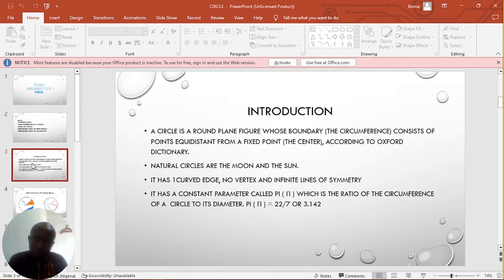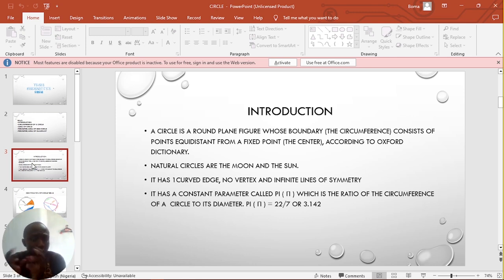Okay, so now for the introduction. A circle is a round plane figure whose boundary, which is the circumference, consists of points equidistant. Equidistant means of equal distance from a fixed point, which is the center of the circle, according to the Oxford Dictionary. Now, point number 2, natural circles are the moon and the sun.